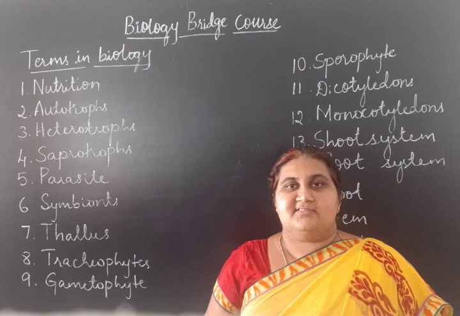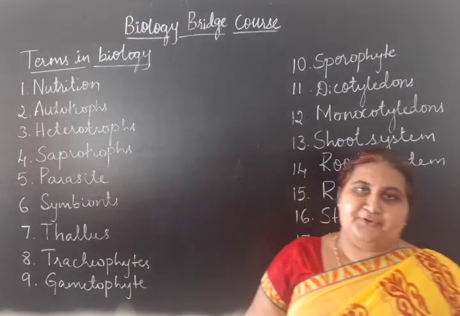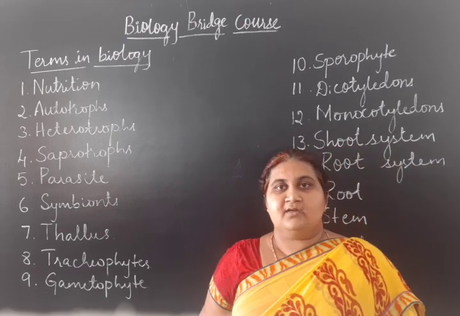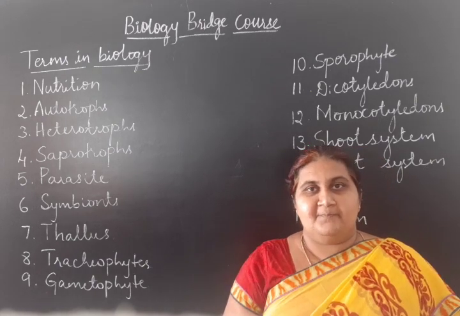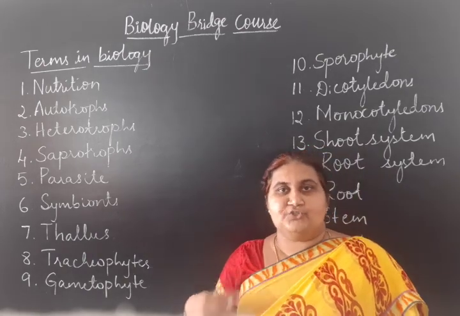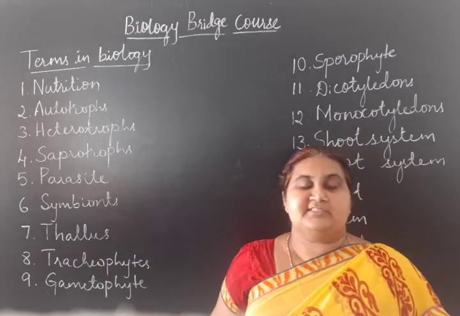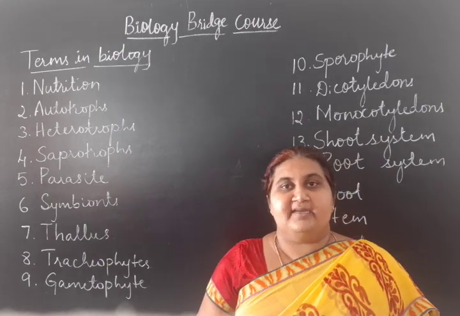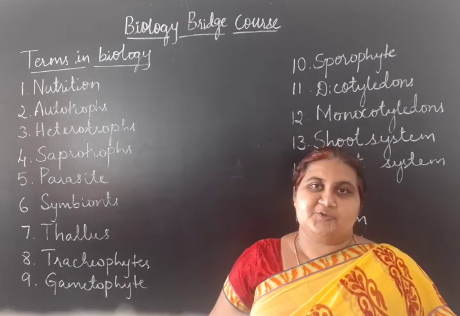So the green plants are called autotrophs. They are the producers. Producers are included in a kingdom called Plantae. Plantae includes multicellular, eukaryotic, autotrophic organisms, which are divided into different groups like Thallophyta, Bryophyta, Pteridophyta, Gymnospermae and Angiospermae.